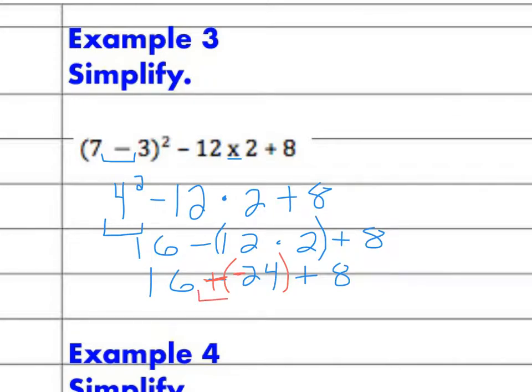So if I think of 16 plus negative 24, I'm going to look at which one would be further from 0 because they have different signs. So the negative 24 would be further from 0 than 16. So it's going to be negative, and now I have to find the difference between 24 and 16, which is 8. So I'm left with negative 8 plus 8, and those are opposites. So negative 8 plus 8 will become 0. So our answer to this one is 0.